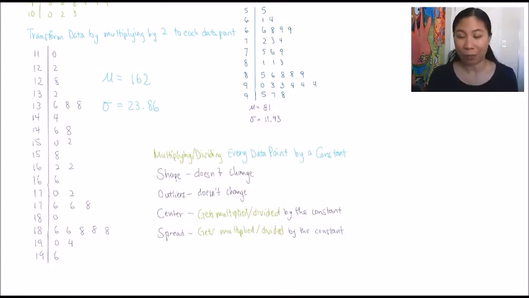In general, we have that for stem plots, the shape still doesn't change. If you look between our new stem plot and our old one, the shape itself is still slightly skewed towards the left. That hasn't changed. It just got spread out more, but the general shape didn't change. Outliers don't change, but our center and spread both get multiplied by the constant.